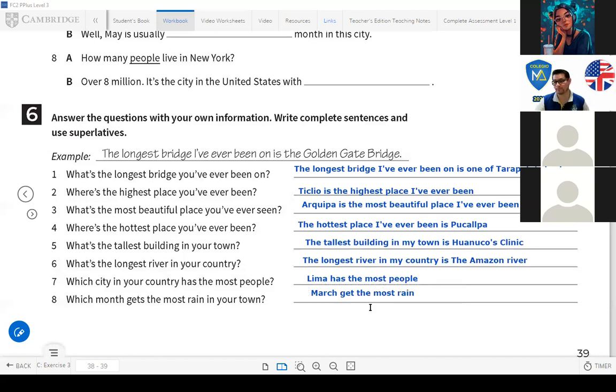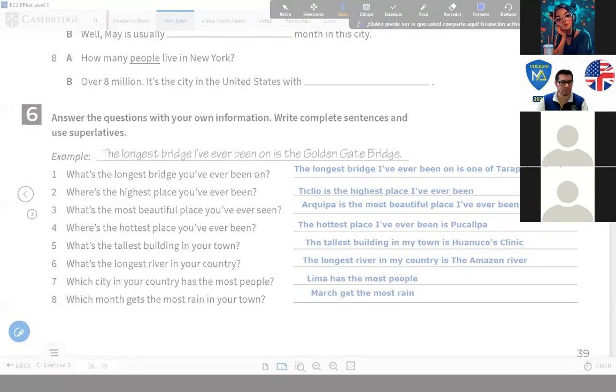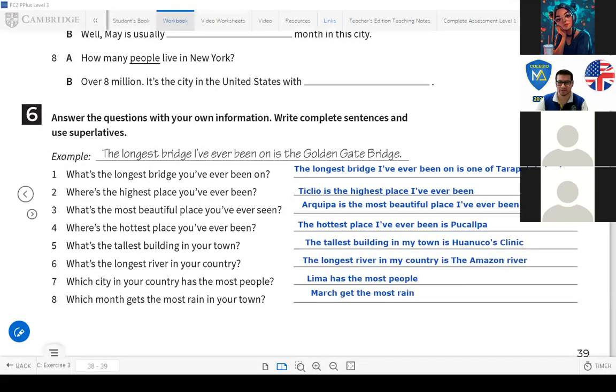Okay, in Huánuco. But you have to write here, or you have to talk here with your personal information. Remember, this is with personal information. Yeah, it's according to you.